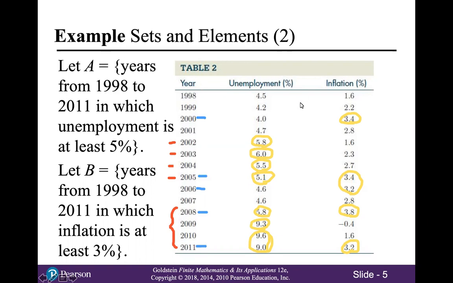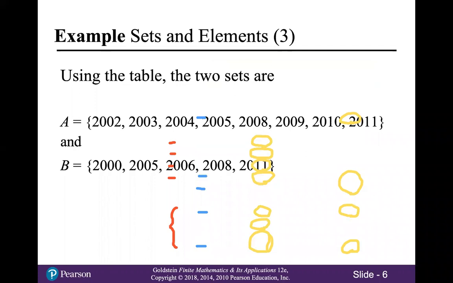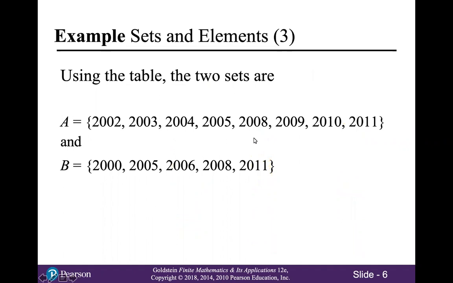If we go to the next slide, they're just confirming the answer that we got. So there are the elements of set A, the years 2002, 3, 4, 5, 8, 9, 10, and 11. And B is the years 2000 and 2005, 6, 8, and 11.